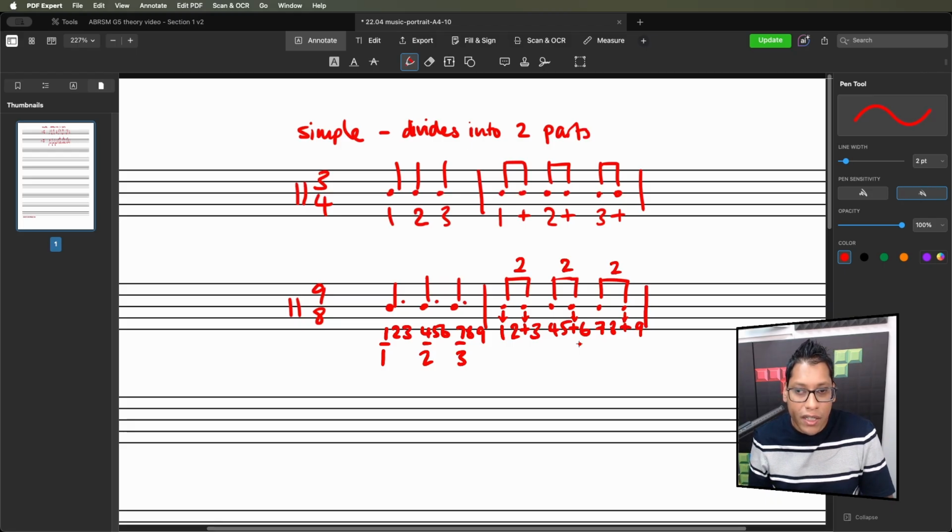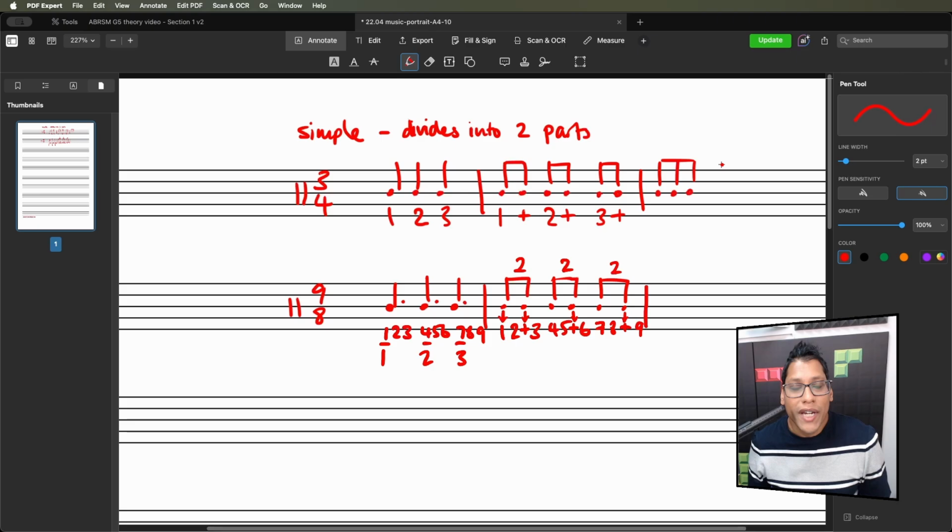So now we get 1, 2, 3, 4, 5, 6, 7, 8, 9, and then if I were to count duplets, it would be 1, 2, 3, 4, 5, 6, 7, 8, 9, which is the same as 1 and 2 and 3 and in our simple time signature. So this is how that works.